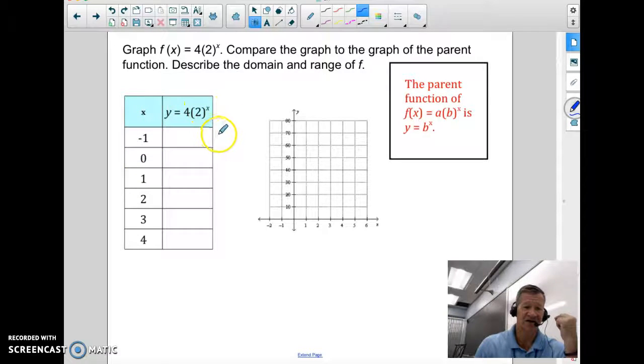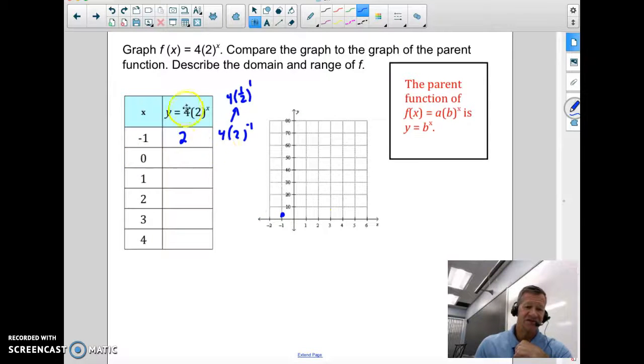So if I put negative 1 in for x, it will say 4 times 2 to the negative first power. Now remember, negative powers we don't like. So what we want to do is make that a positive one, but we have to take the reciprocal of this. So that would be like saying 4 times 1/2 to the first power. Well, anything to the first power is just that number. So 1/2 to the first is just a half, and half of 4 is 2. So I put a 2 here. On my graph, I'm going to plot a point at negative 1, 2. Now 2 on my scale is 10, so my 2 is way down here. So plot that point on your graph.